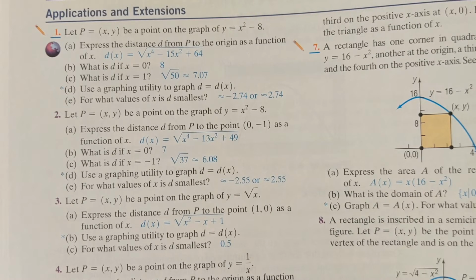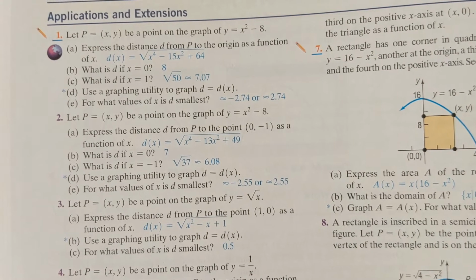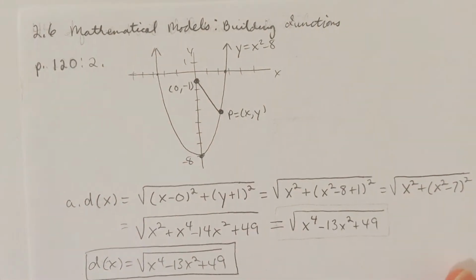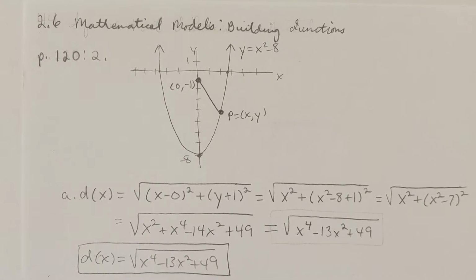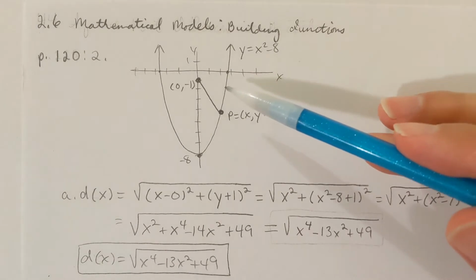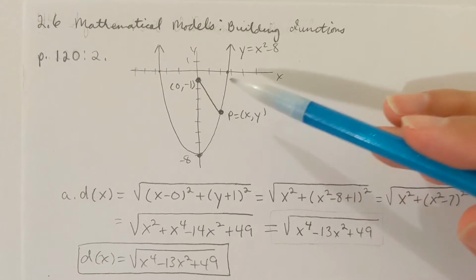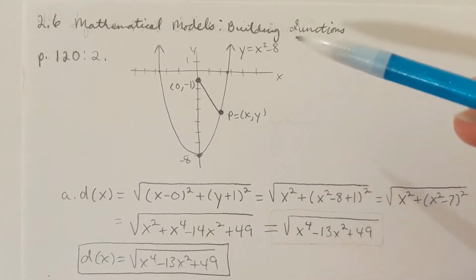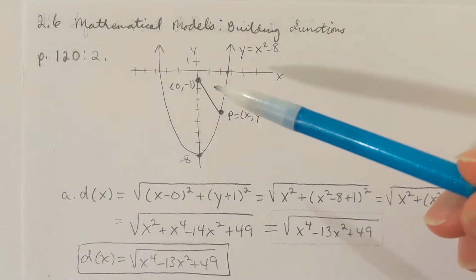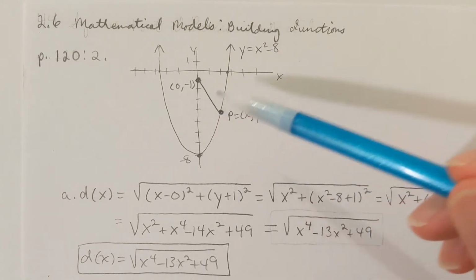Part A, express the distance d from P to the point (0, -1) as a function of x. Well, I've got this curve, this parabola, y equals x squared minus 8, and a point that's not on the parabola, just a random point, and there's a point on the parabola, and I want to find the closest point to (0, -1). And of course using symmetry there's going to be 2 points as part of my answer.